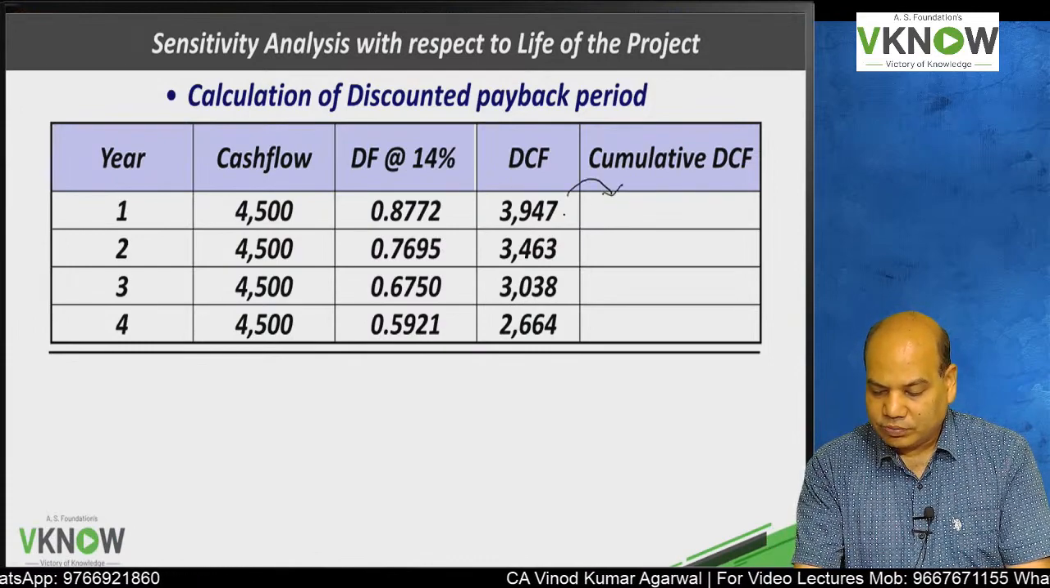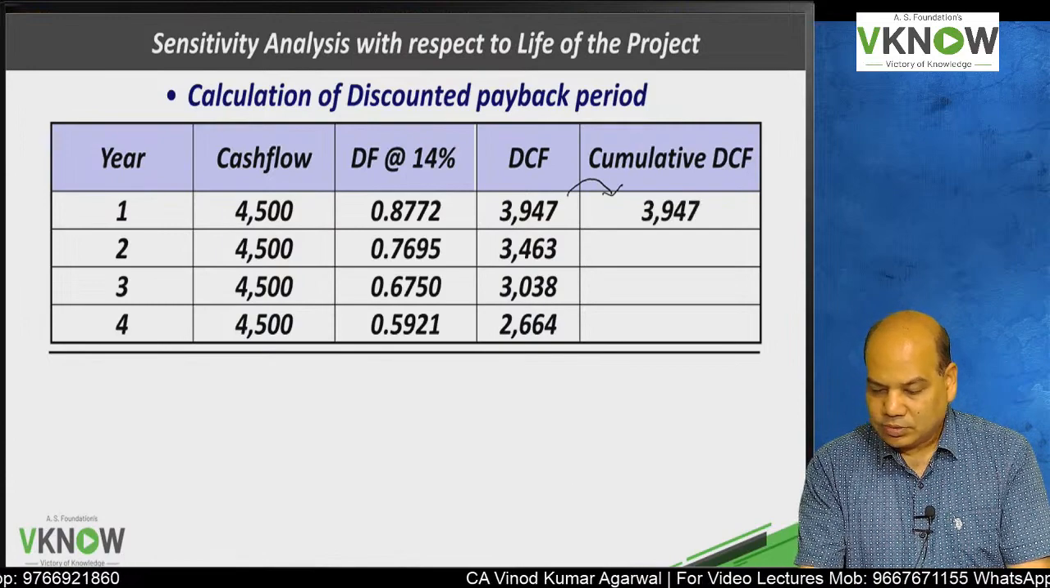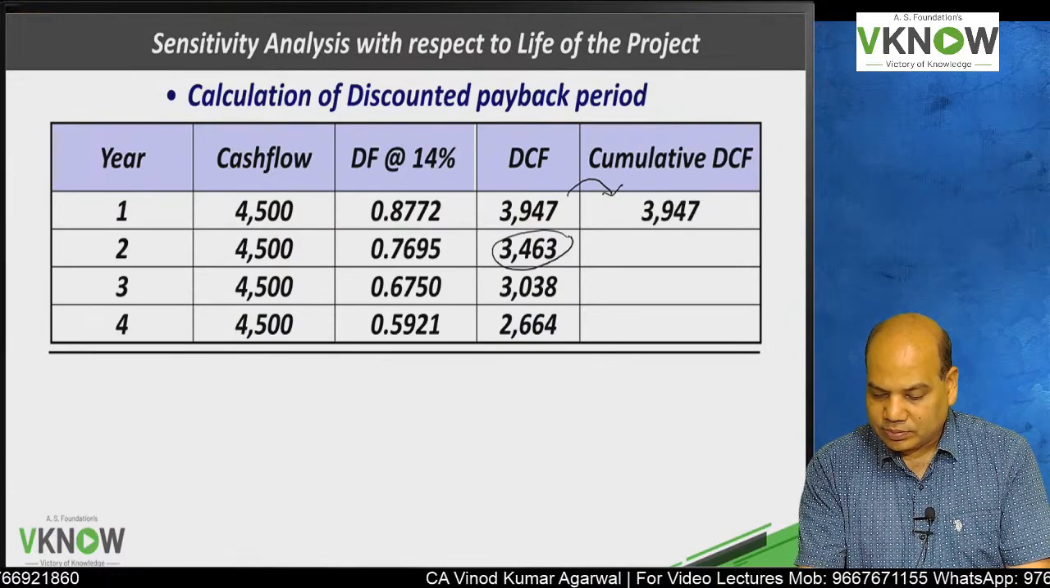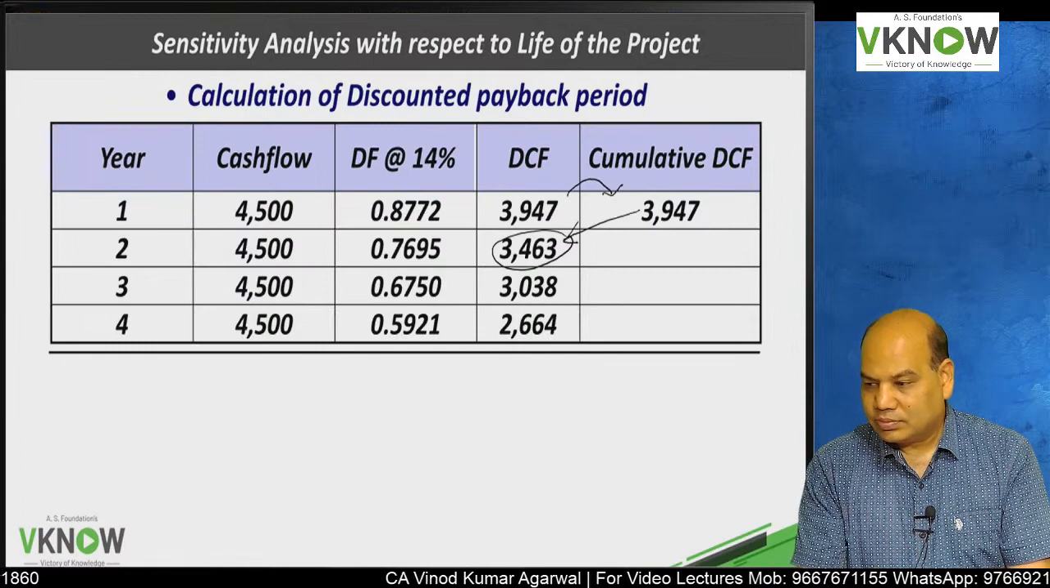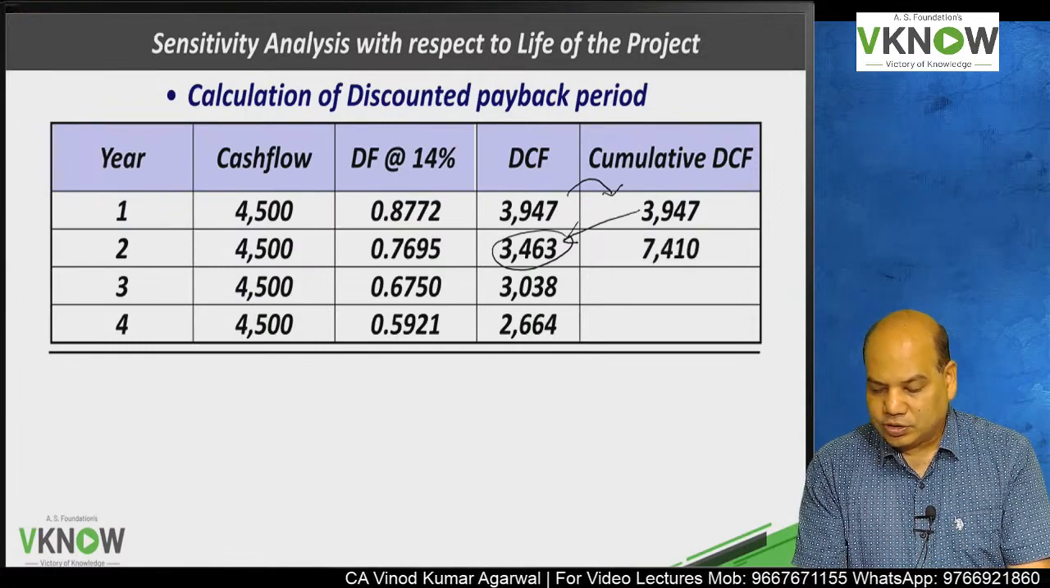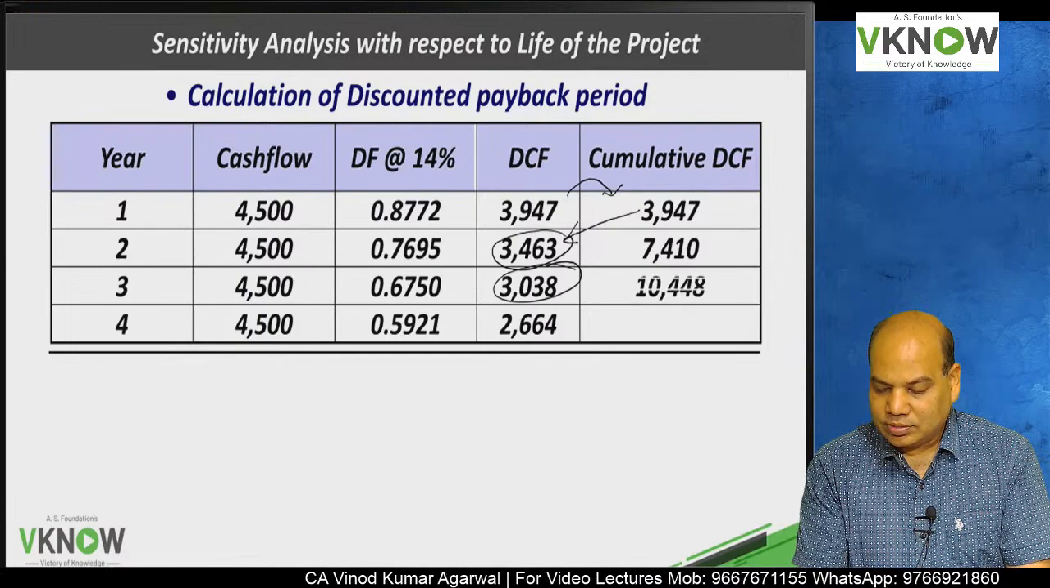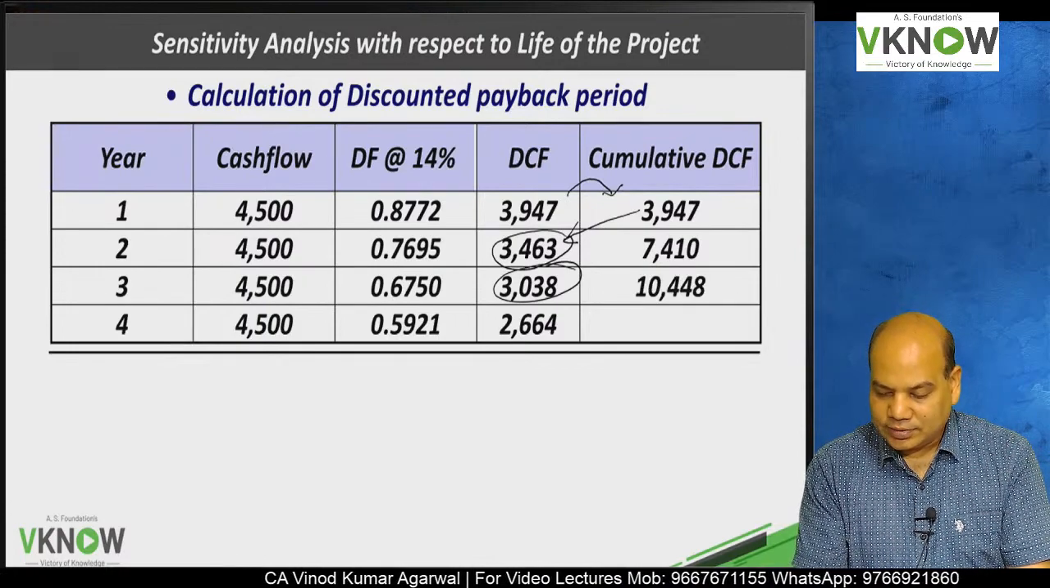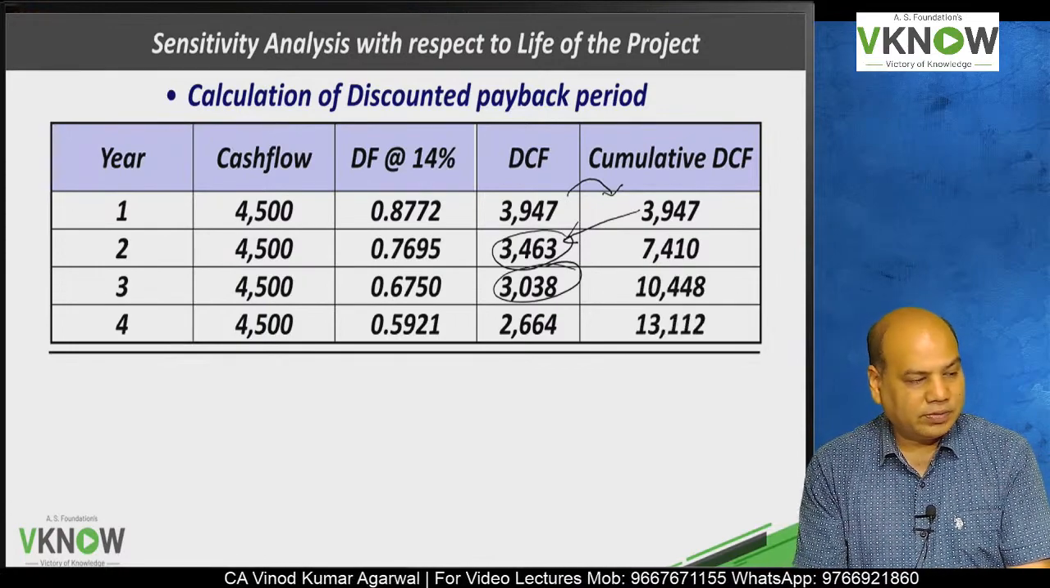Cumulative DCF. 3947 plus this number, add these two number, 7410, add this number, 10,448, add this number 13112.